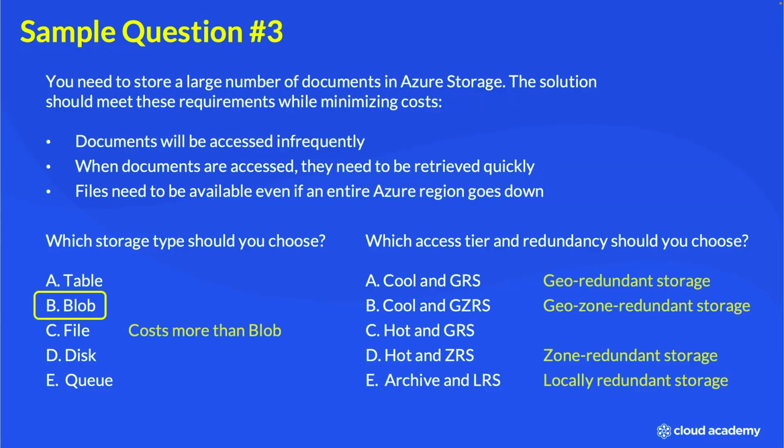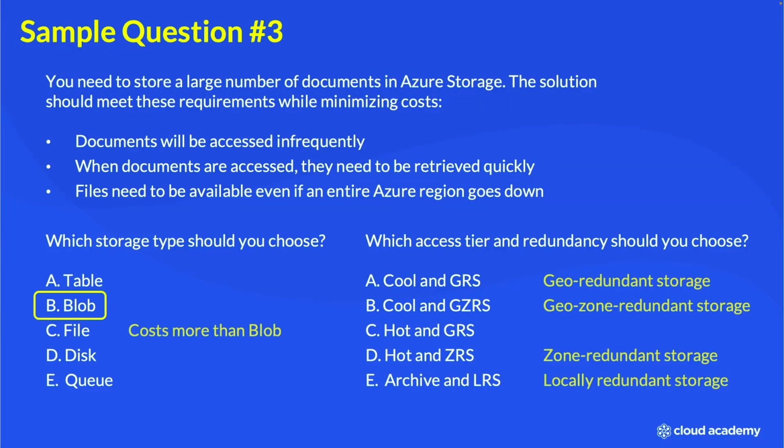Zone redundant storage is where it has copies of your files in multiple zones within a region. So if the entire region goes down, you won't have access to those files, so that doesn't meet the requirement. Locally redundant storage is where there are multiple copies within one data center. So if a data center goes down, then you won't have access to those files. So it's worse than zone redundant storage. So the correct answer is geo-redundant storage. However, we have two answers here, A and C, that both have geo-redundant storage.